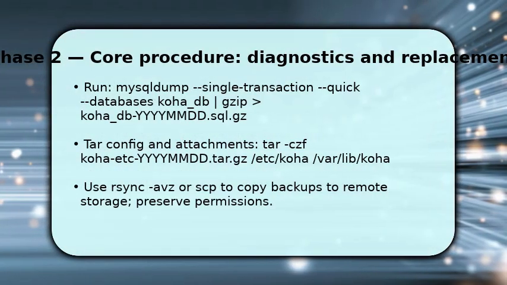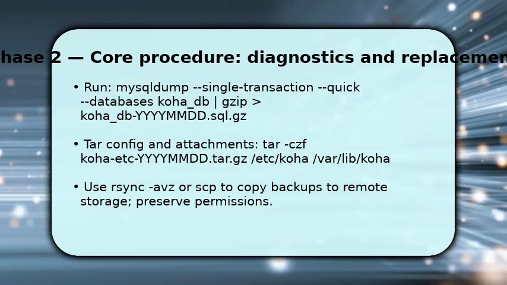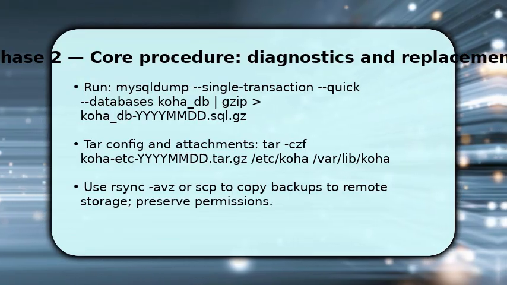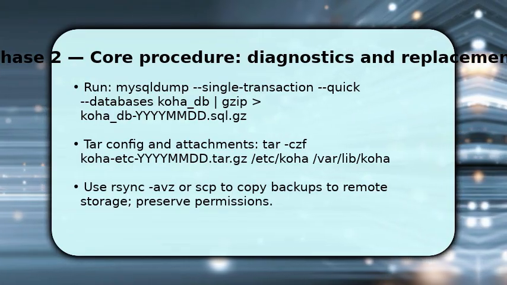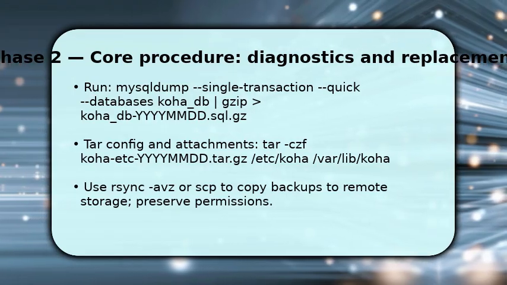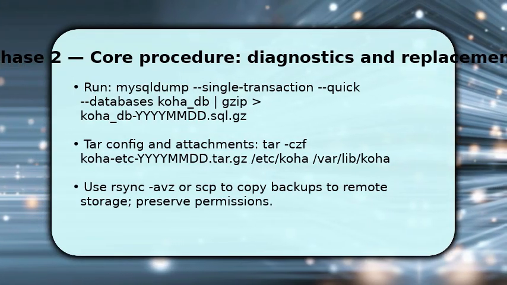Now focus on robust archives. Use mysqldump with --single-transaction to avoid long locks and gzip the output to save space. Next, create compressed tarballs of /etc/koha and attachments. This ensures you can restore both schema and file assets.